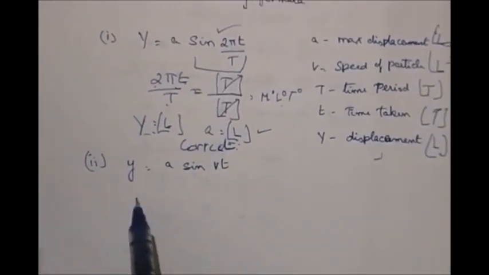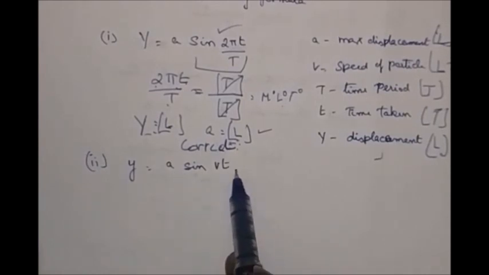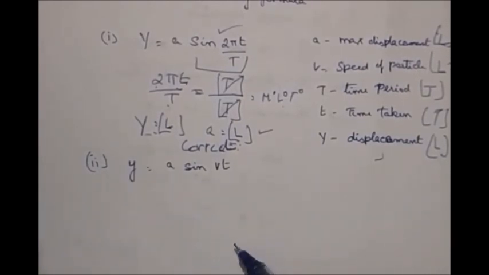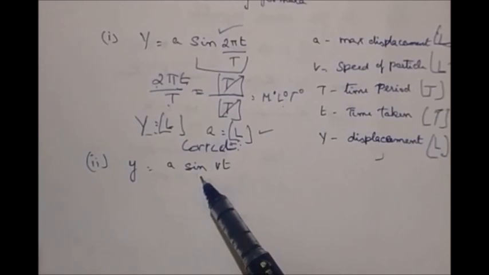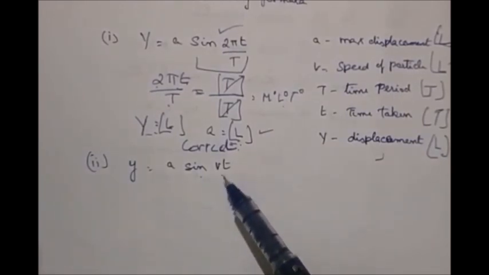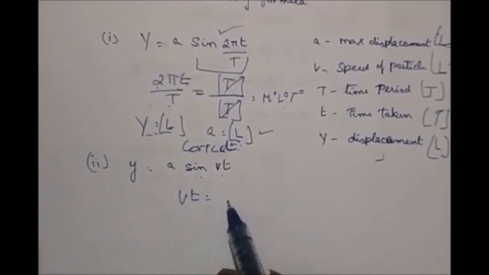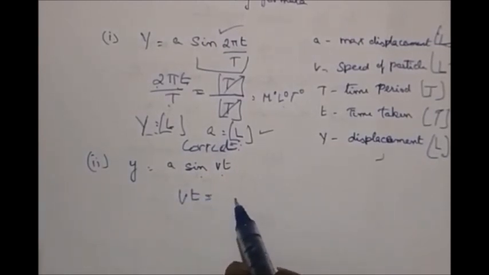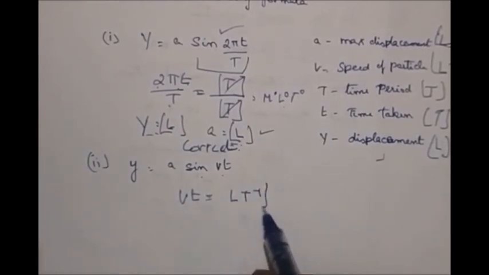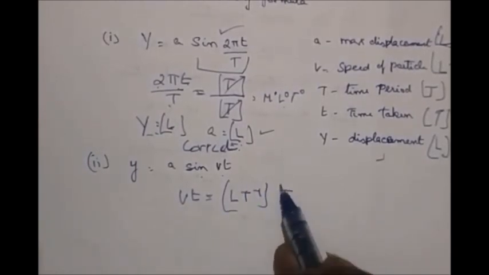The next one is y equal to A sine of V into T. Using the same principle, sine is a trigonometric function, so this is going to be theta here. So V into T must be dimensionless. But let us find out what it is. This is LT minus 1, the velocity here, and this is capital T here.